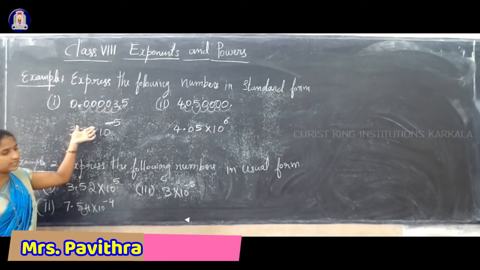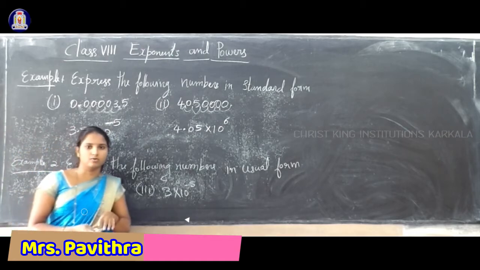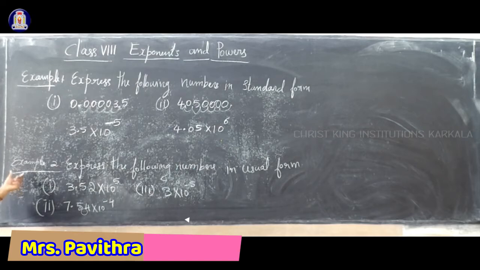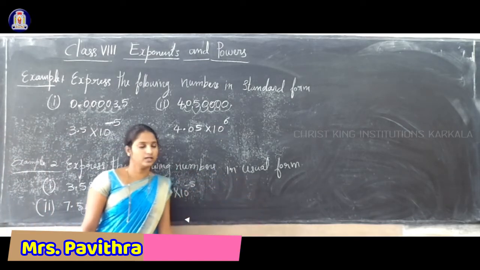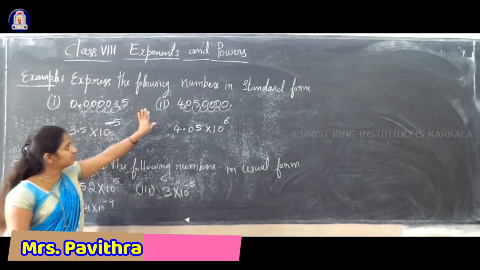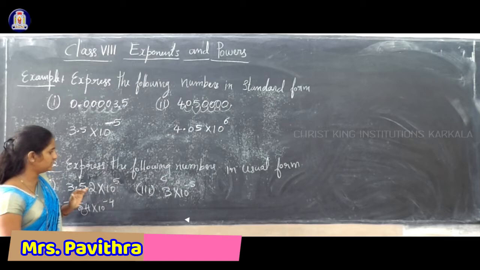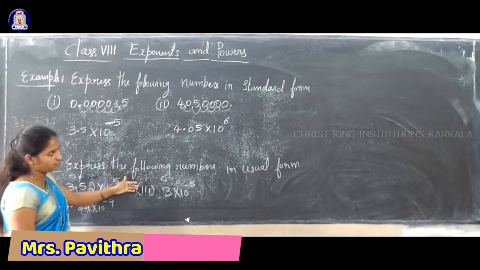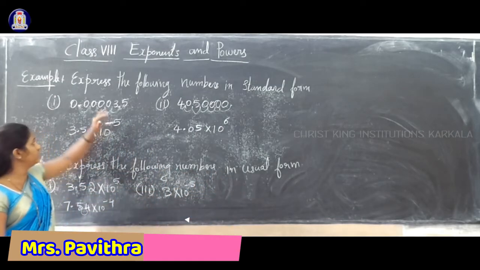So this is the example. The example is given, and the same type we get in the exercise sums also. Okay? We will now solve the second example. In this second example, express the following numbers in usual form. The second example is given, and you have to write in the usual form. Like this you have to write.